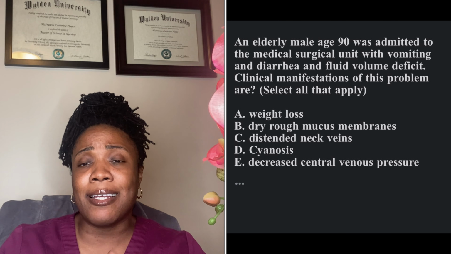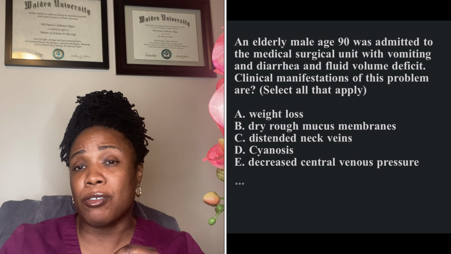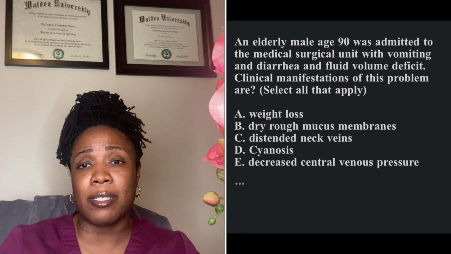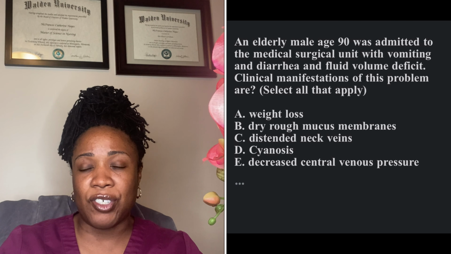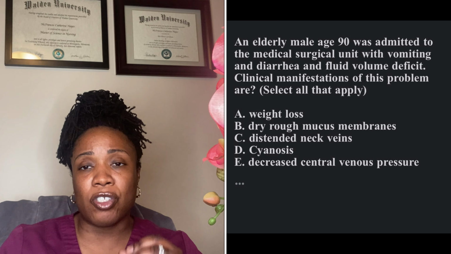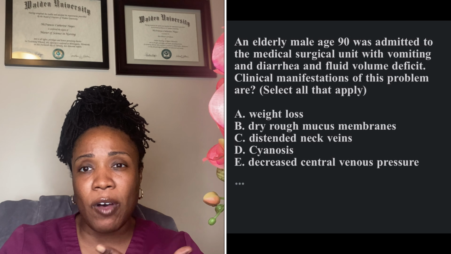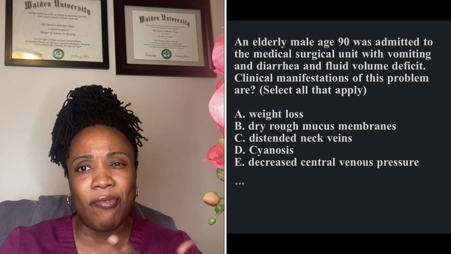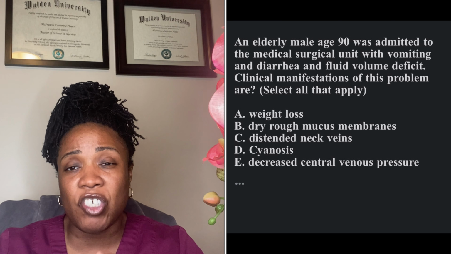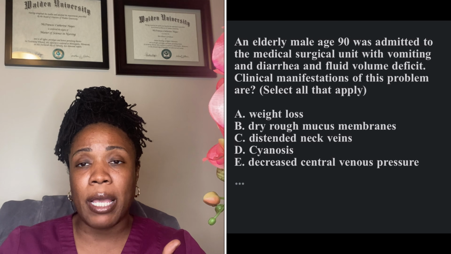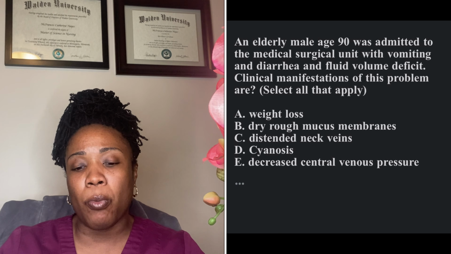Next one is distended neck veins. If you understand from pathophysiology as well as adult health, patients with distended neck veins, that is not dehydration. Distended neck veins is associated with fluid volume overload. So if someone had fluid volume overload, they would have distended neck veins, they would have edema, and they may even have some pulmonary congestion because they're in overload. Okay, if you're dry, you won't have distended neck veins, so that wouldn't be an appropriate answer.